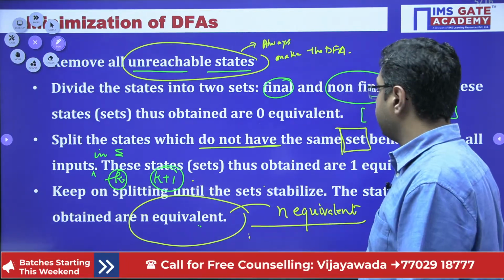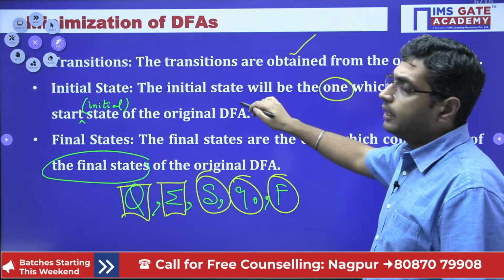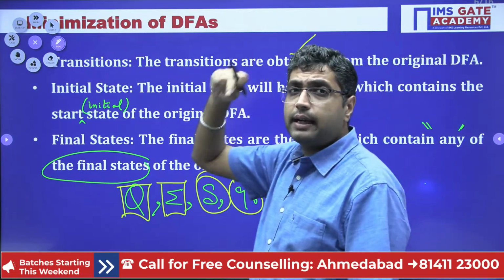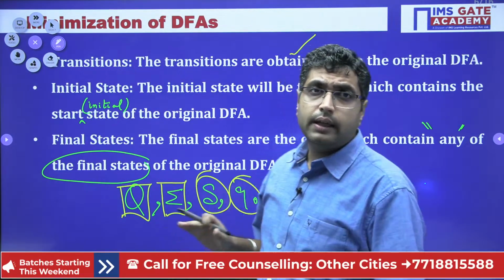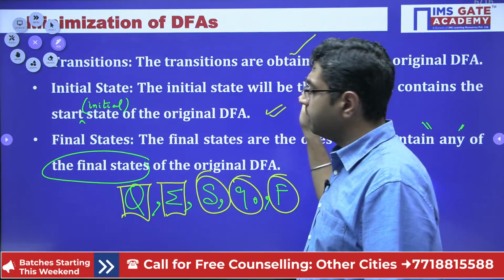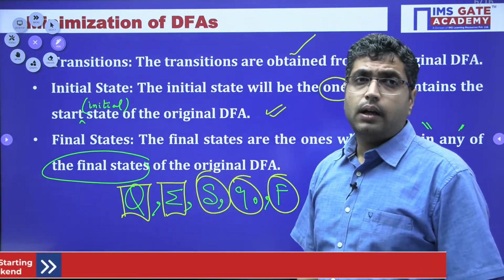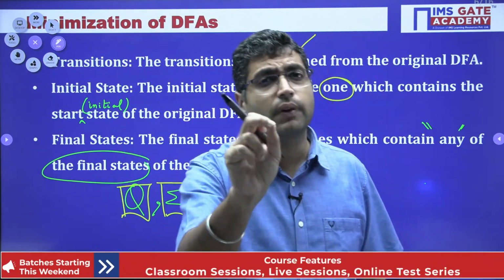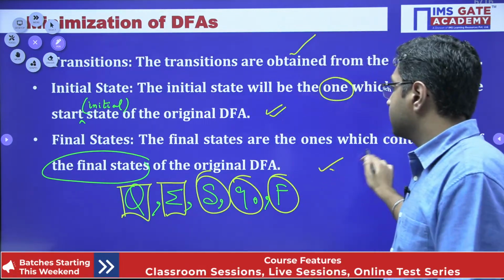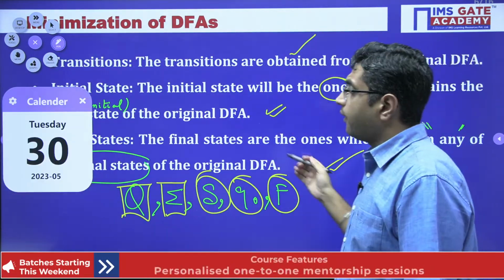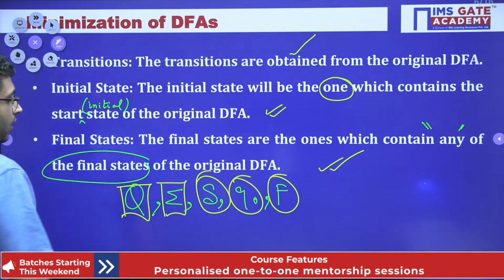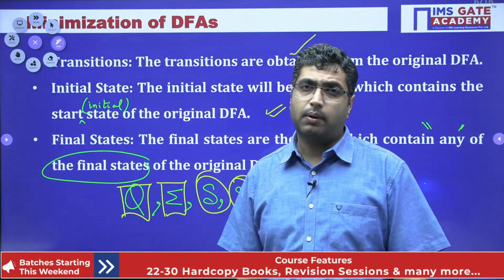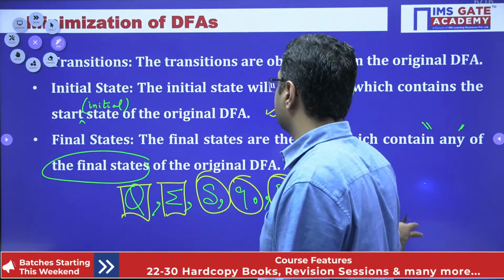Once you have done that, you find out the transitions from the original DFA. Whatever is the initial state in the original DFA, the state which contains that initial state will be the initial state in the minimized DFA that you have got. The final states are those states which contain any of the final states of the original DFA. So you have found out Q first, then transitions, then the initial state, then the final states. Now what is left is sigma, which is already known: A, B. This is how you carry out the process of minimization.